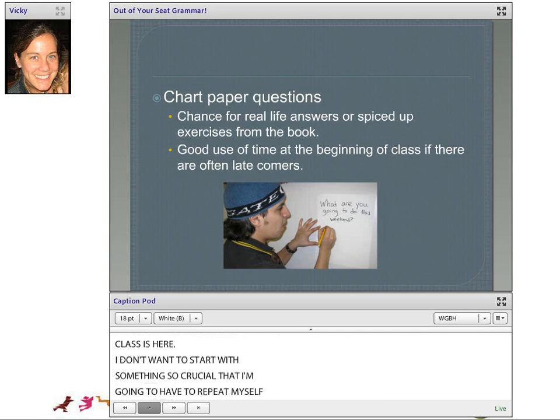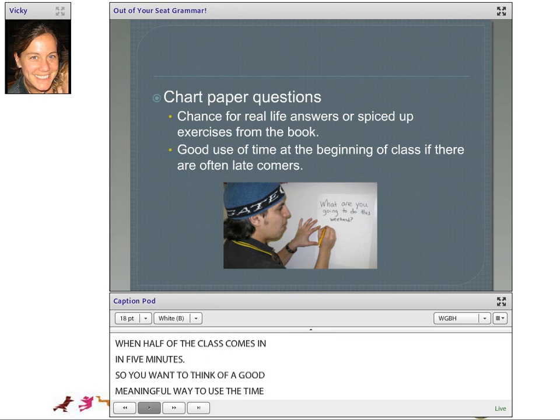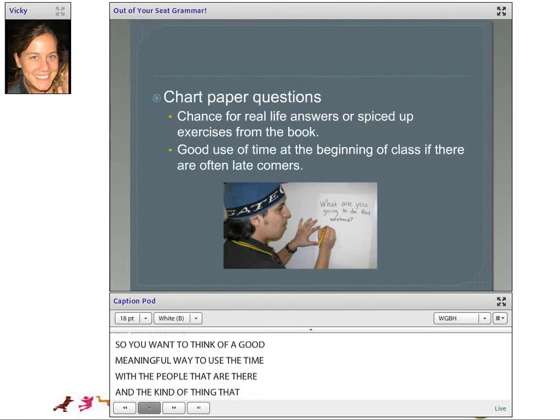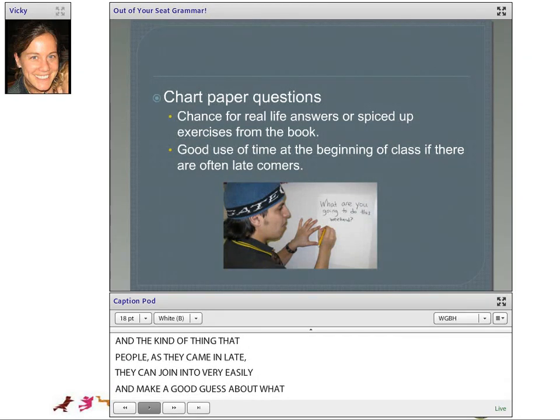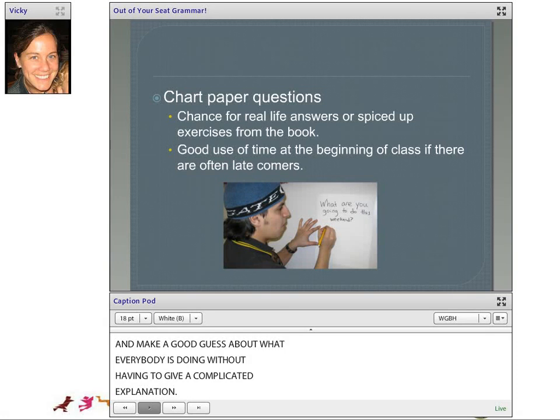So you want to think of a good, meaningful way to use the time of the people that are there, and the kind of thing that people, as they come in late, could join into very easily and be able to make a good guess about what everyone's doing without having to give a complicated explanation. So an activity like this, a few questions posted around the room and people circulating around answering each one, could be a good thing to do to solve this issue.